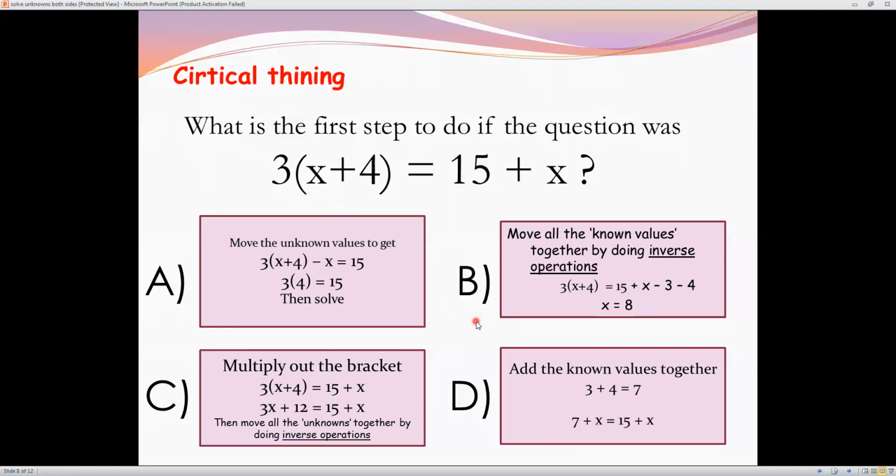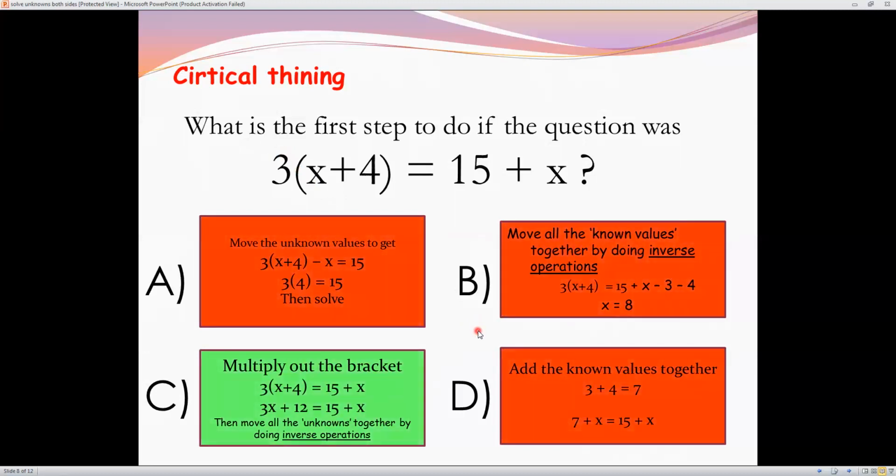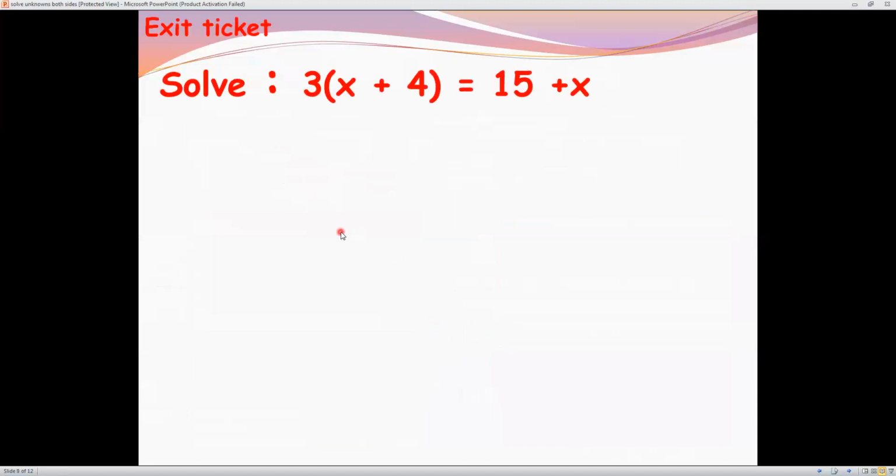Now let's check the answer. It is multiplying out the bracket. Now this is your exit ticket. You can take 3 minutes to solve this equation as an exit ticket. Okay, 3 minutes are done. Let's revise what are the steps.